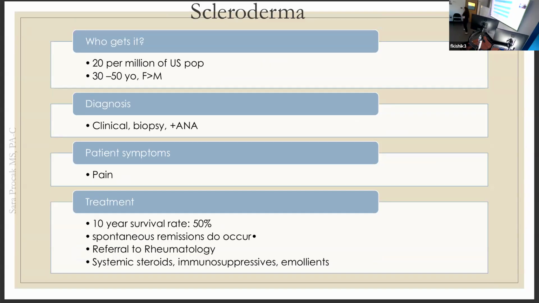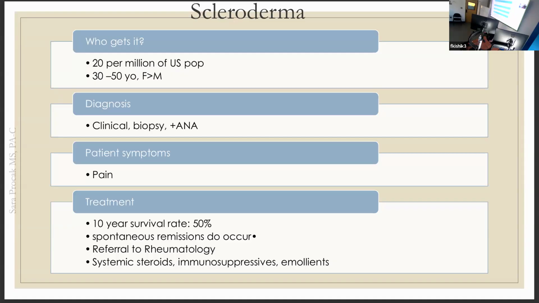It occurs at about 20 per million. Diagnosis is clinical. You can do a biopsy, you're going to screen them with an ANA, and then there's other further blood work testing, like SCL70, that you can run to check to see if your patient has scleroderma. For survival, at 10 years, 50% spontaneous remission occurs, but not often.